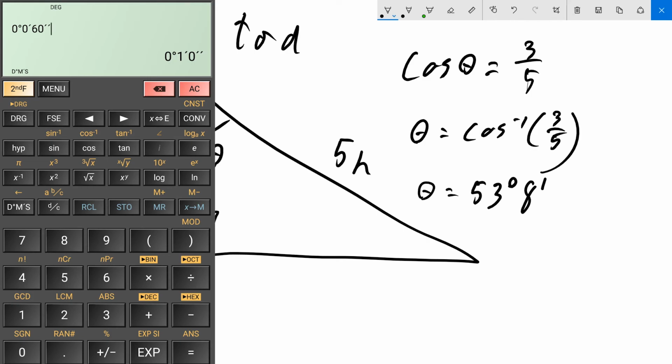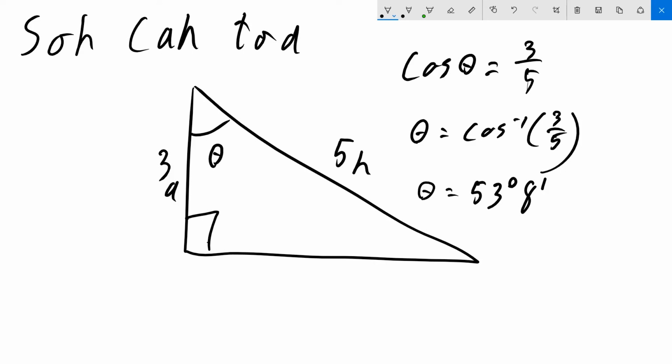So that's all I have time for today for solving for an angle in trigonometry.